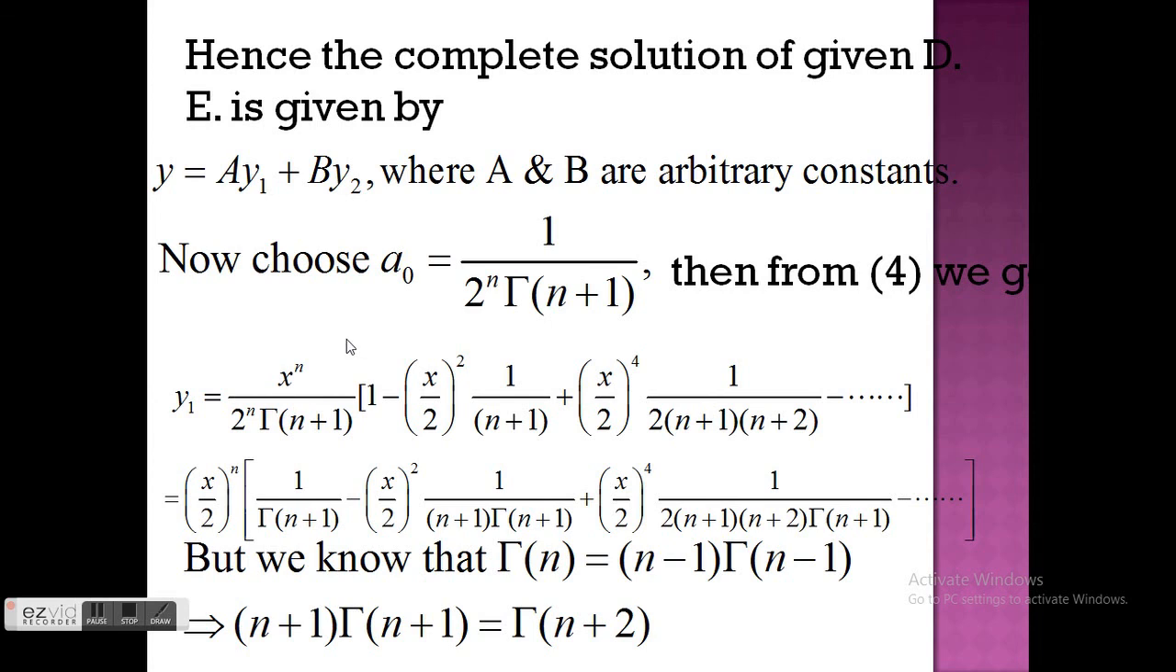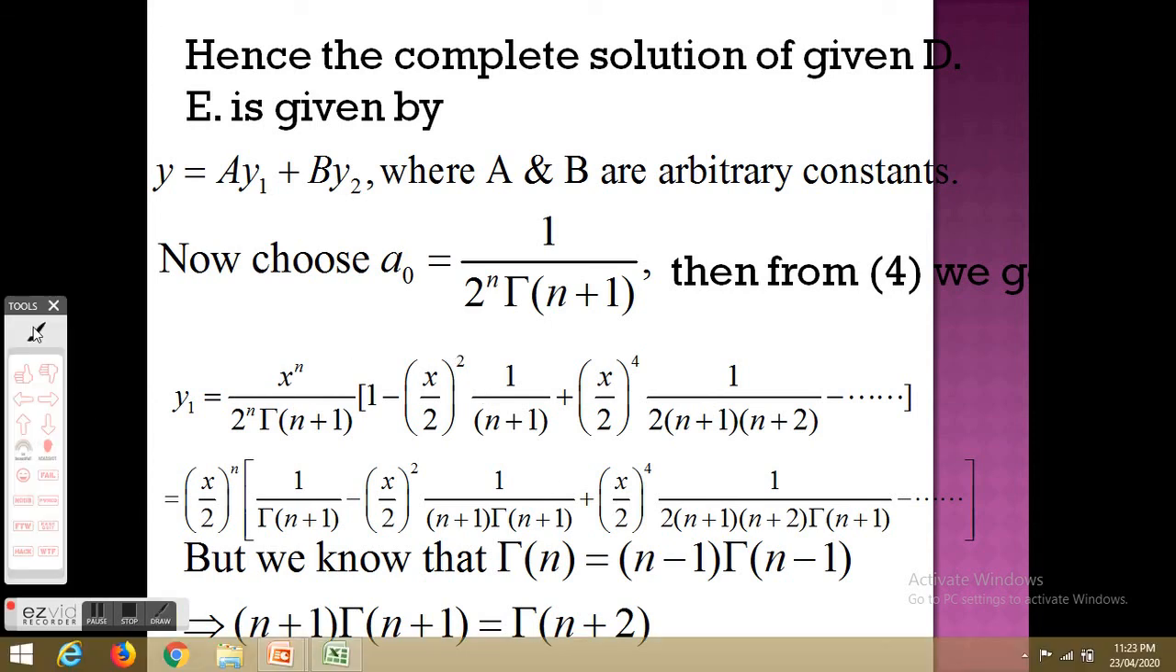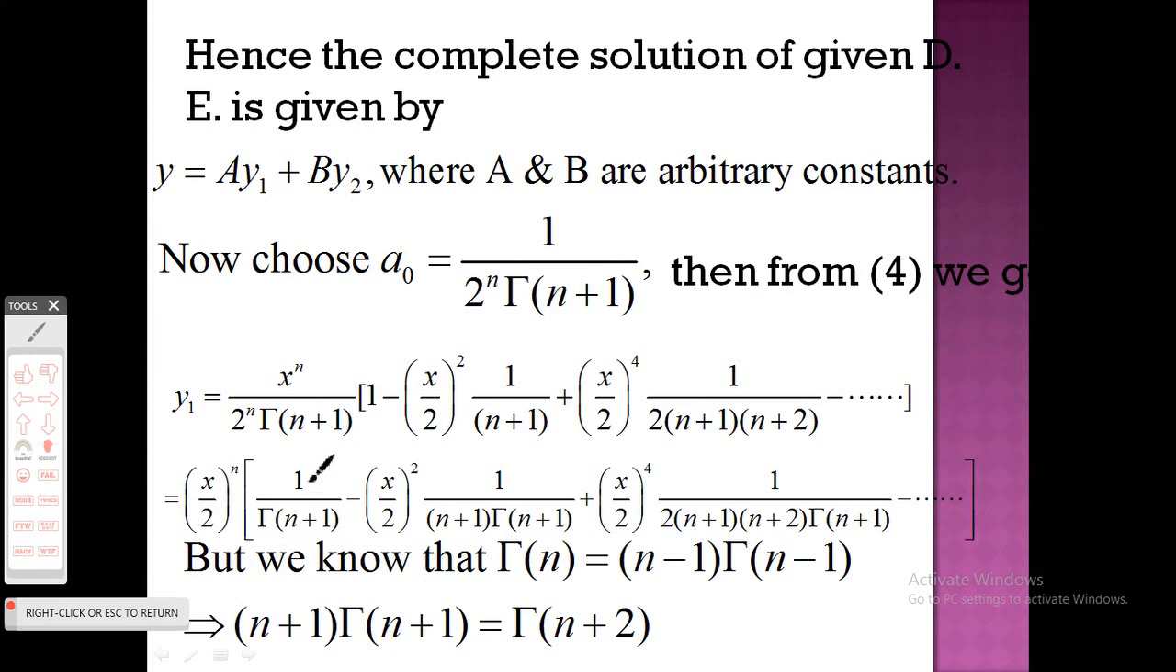Now (x/2)^n into this, I am multiplying inside the bracket, 1/Γ(n+1), minus (x/2)^2 as it is I have written, 1 divided by (n+1) into Γ(n+1), plus (x/2)^4 I have written as it is, 1 by 2 times (n+1)(n+2) into Γ(n+1).